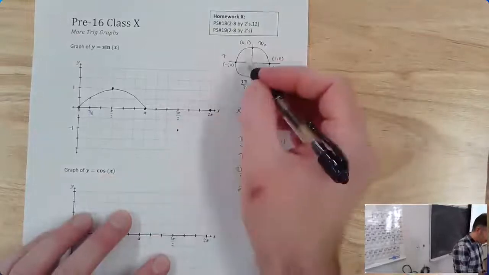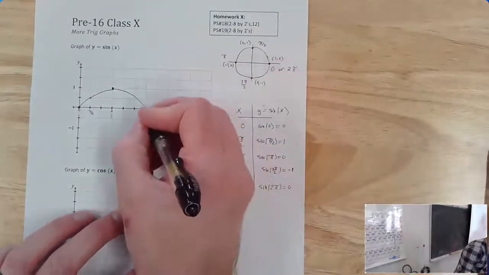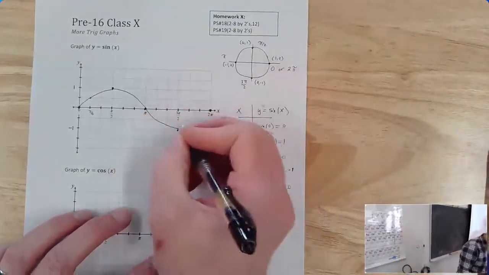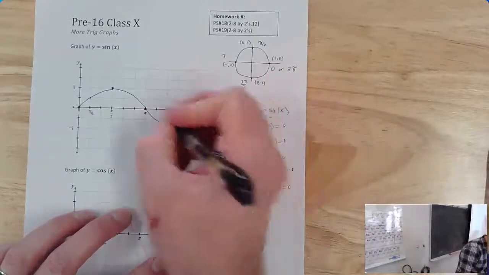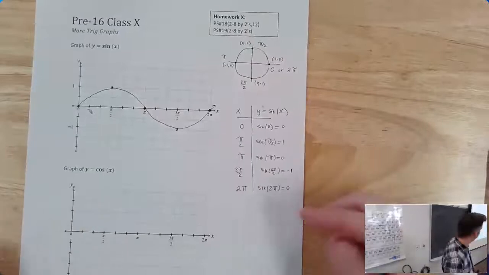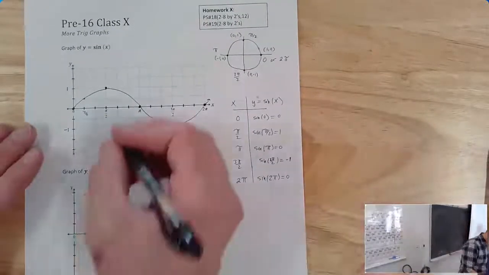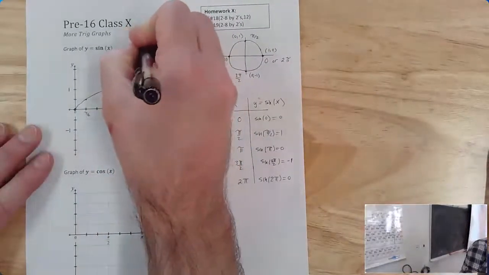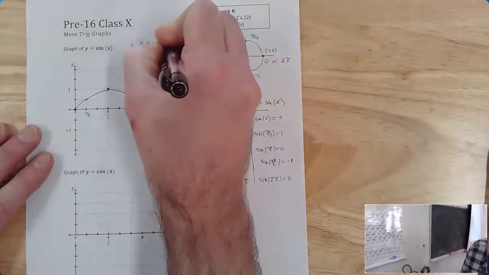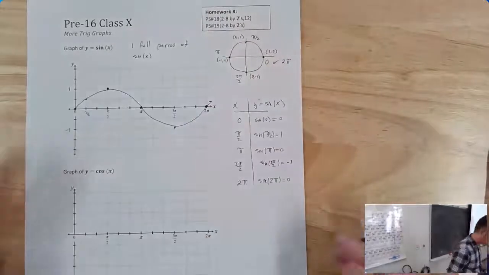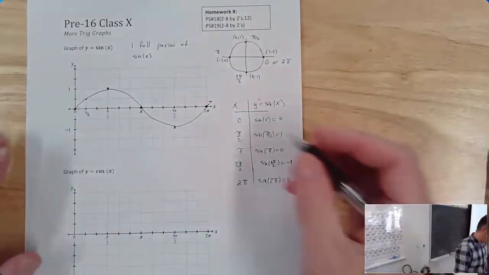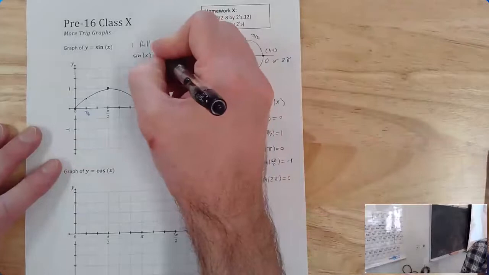In the third quadrant, the sine values become negative. In the fourth quadrant, they're also negative, but going back towards 0. And this is 1 full period of our sine function. One full period goes from 0 to 2 pi.